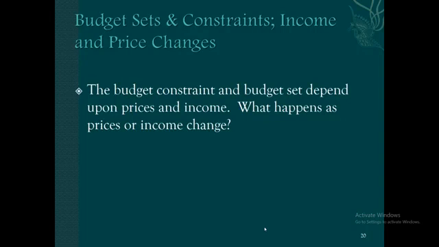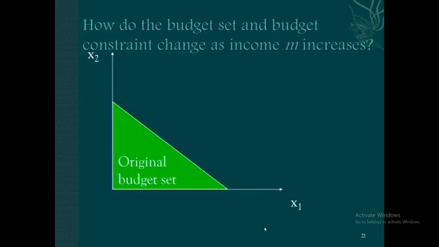So the budget constraint and the budget set depend upon price and income. What happens if the price or income changes? Suppose you have an income which is given, that is the original budget set. This is the original budget set as we mentioned. So if a price change takes place, what happens to your income? This is the question.